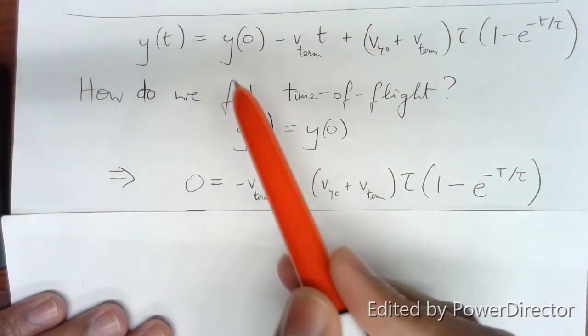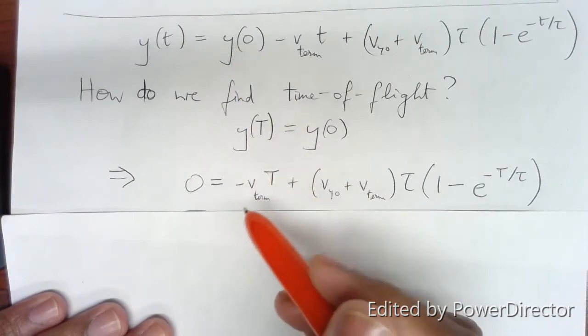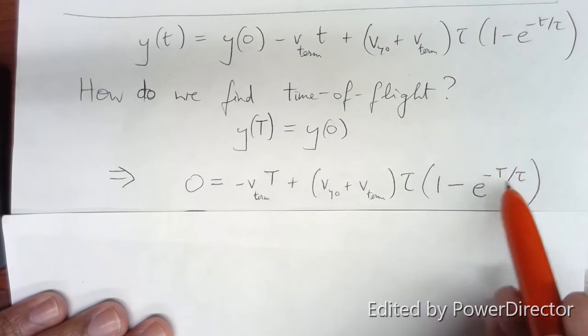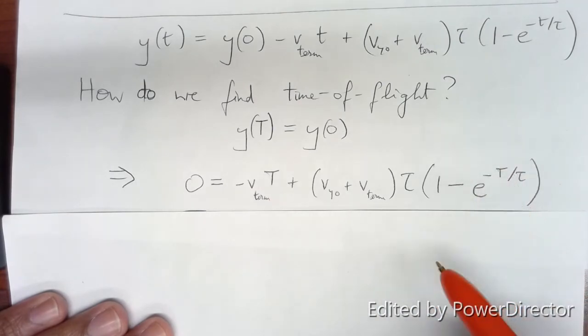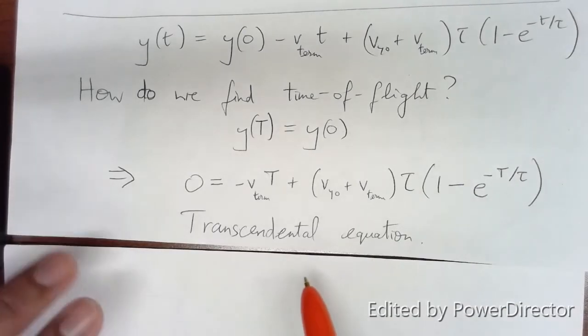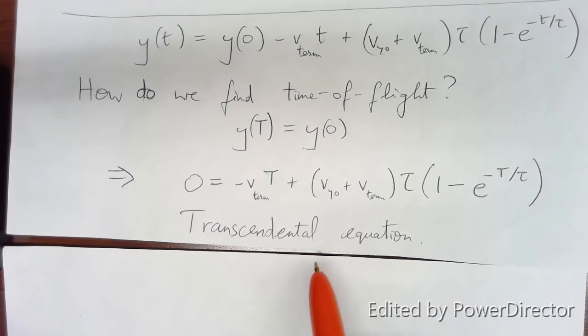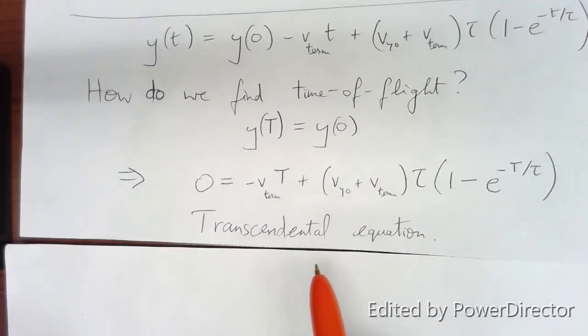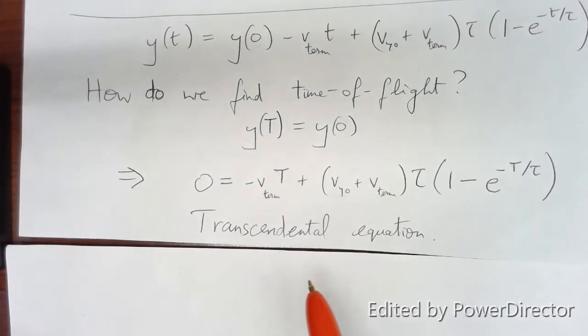This gives us an equation that we can solve. Y of big T and y0 cancel out, so we have 0 equals minus v term big T, and so on. And in the exponential, again, of course, we replace little t by capital T over here. This is unfortunately a transcendental equation, which means that it cannot be solved in terms of standard basic functions like trig functions and exponentials and logarithms and so on. How can we solve it?